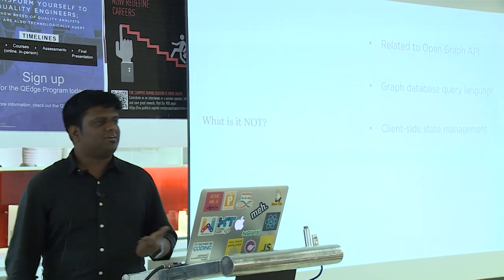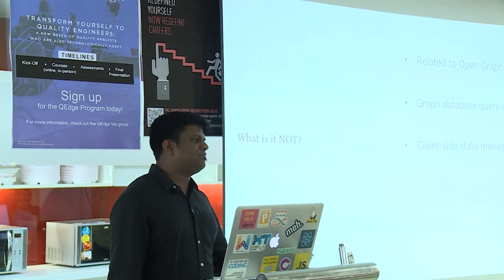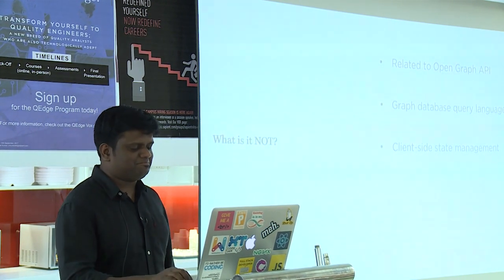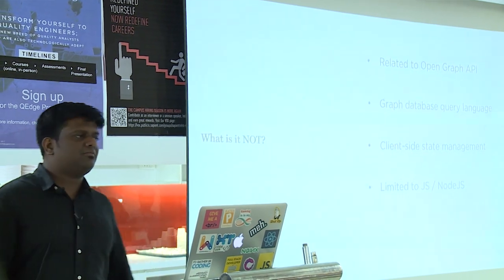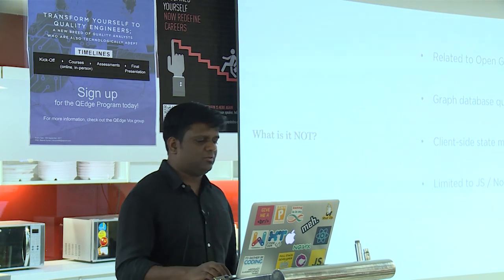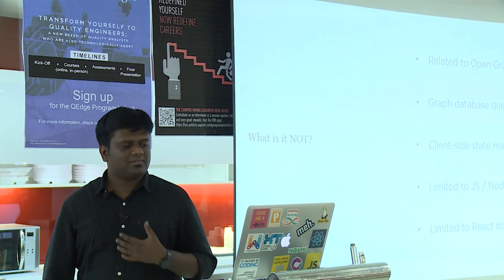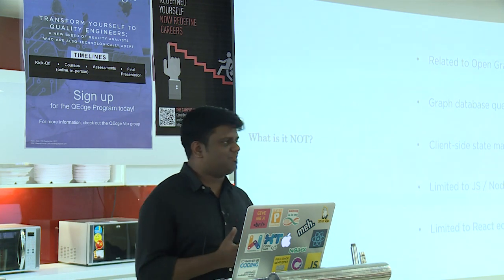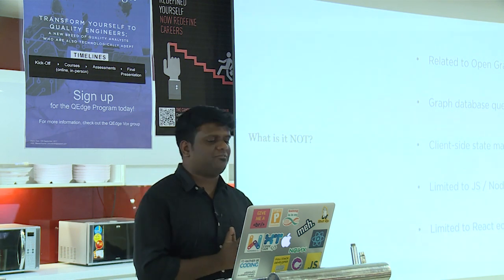I don't know where this came from, but many people thought it was used for client-side state management, as in it's a replacement for Redux, it's a replacement for MobX. No, it's not. It's a totally different thing. The fourth part is related to the technologies that can implement GraphQL. So it's not just JS or Node.js which can use this. There are multiple implementations as of today. And the fifth part is that it's related to the React ecosystem. Why? Because Facebook released it. Facebook released it as a totally different approach to APIs and not just for React itself.